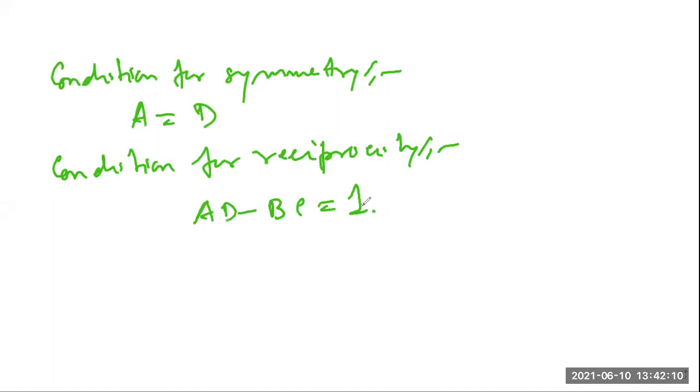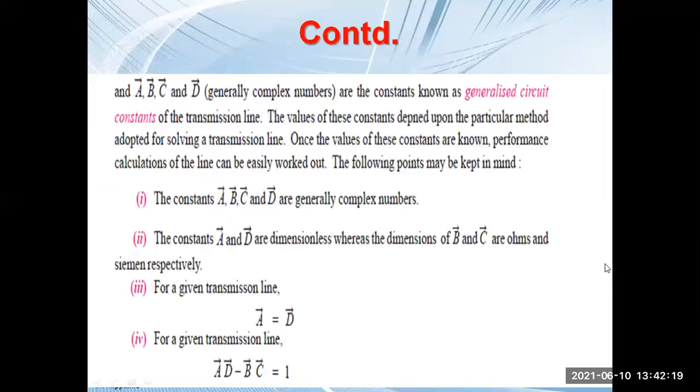You have to remember this thing. Many times it comes up in different competitive exams, so this is a very, very important property. For a medium, for an ABCD parameter, the condition of symmetry is A equal to D, and the condition for reciprocity is AD minus BC equal to 1.